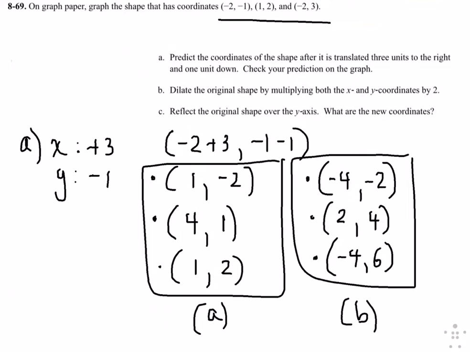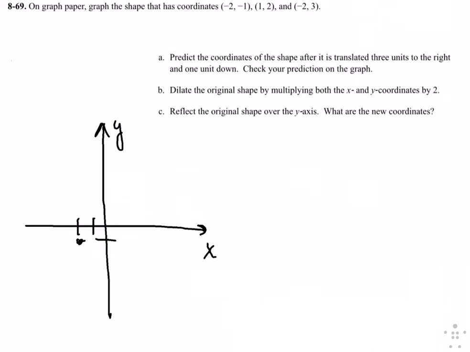This is B. And then for C, it says reflect the original shape over the y-axis. What are the new coordinates? Okay, let me make some space here. Okay, so I drew this quick graph and I plotted on there the first point, negative 2, negative 1. Now they want us to reflect it over the y-axis. So I want to do it for 1 point just so you see what happens. When we reflect it over the y-axis, it means we go to the y-axis, right? And then the same distance away on the other side, which brings us to here. So in essence, we're now at 2, negative 1.